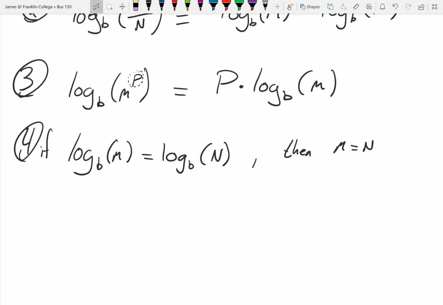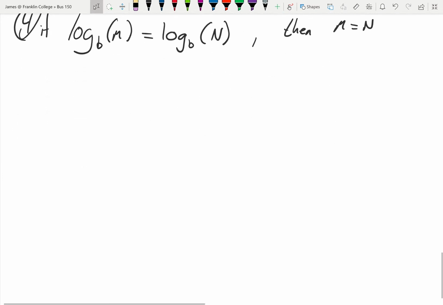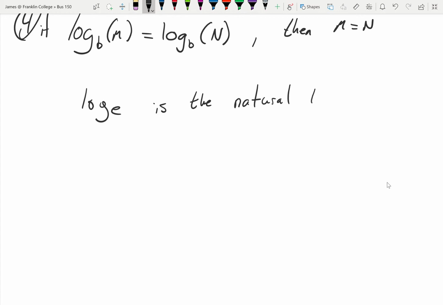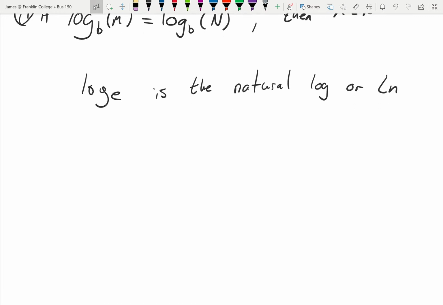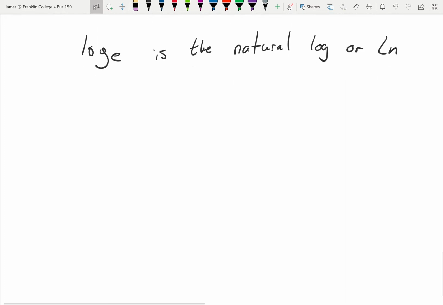Alright. An important note: we keep talking about log base b. A lot of times we are going to be interested in log base e, and this is what we call the natural log, or we say ln, natural log. And we are going to be using this a lot when we are working with logarithms, when we're trying to solve for variables in equations that use an exponent.